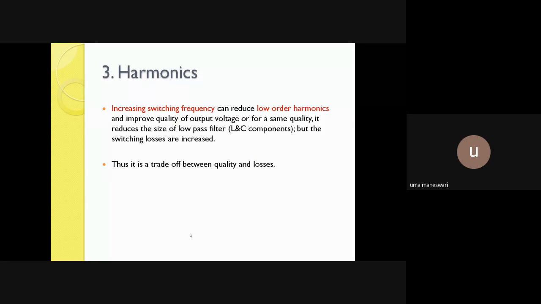The third one is harmonics. Again, increasing the switching frequency can reduce the lower order harmonics. That harmonics also has to be mitigated, but switching losses are increased if we do that. So it is again a trade-off between quality and losses.